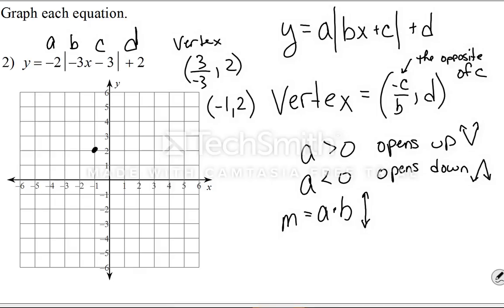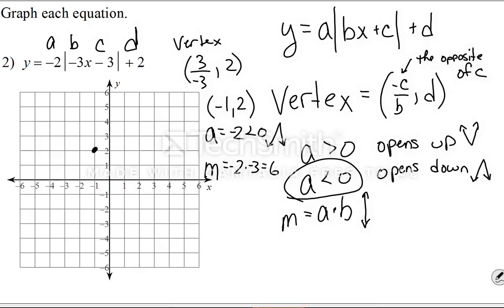I have to look at my A. A is equal to negative 2, which is less than 0, so my graph opens down. Because according to what we said right here, it goes down. Then I need to find my slope. So which is negative 2 times negative 3, which is 6. So I'm going to go down 6. So from my vertex, 1, 2, 3, 4, 5, 6, I'm going to go right 1 and left 1.